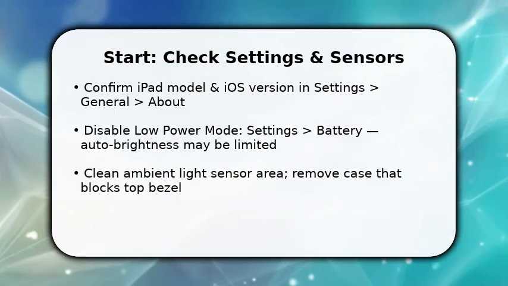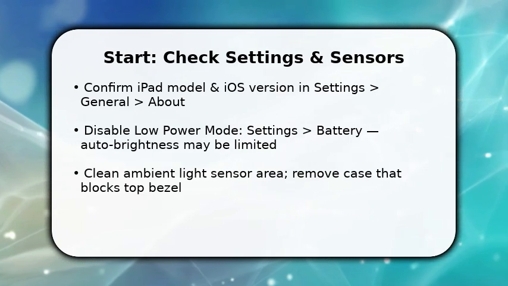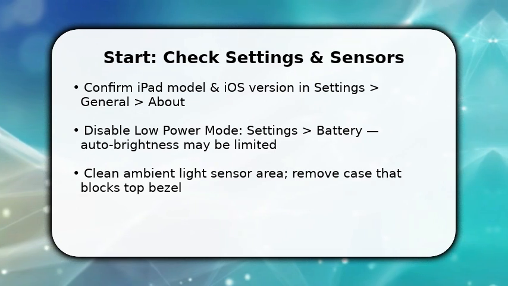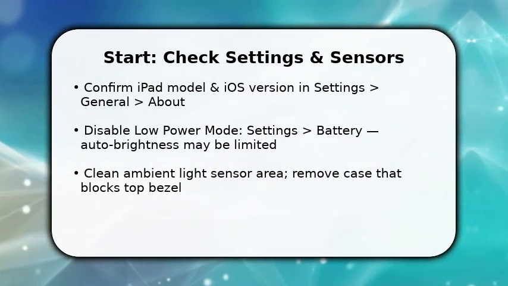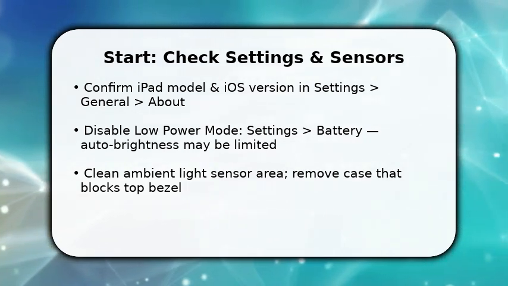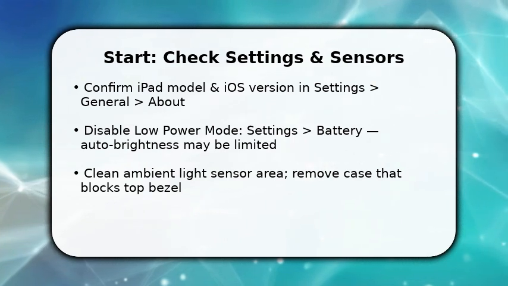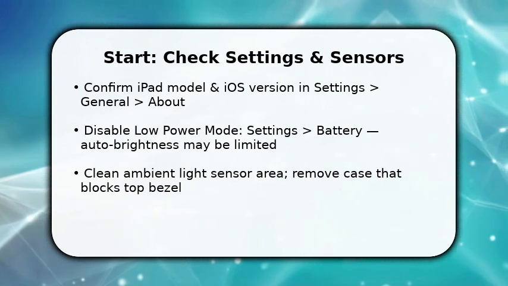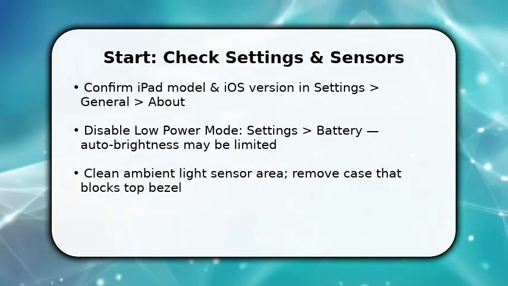You'll begin by ensuring prerequisites are met. Confirm your iPad model and iOS version so instructions match. Once done, turn off low power mode in Settings, Battery, because it can lock brightness behavior. Make sure the ambient light sensor isn't blocked. Remove any case or screen protector covering the top bezel and gently clean the area.